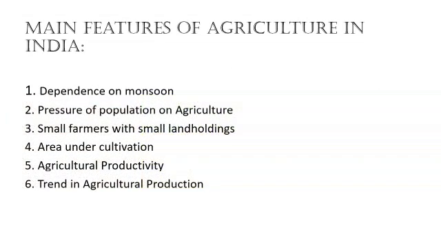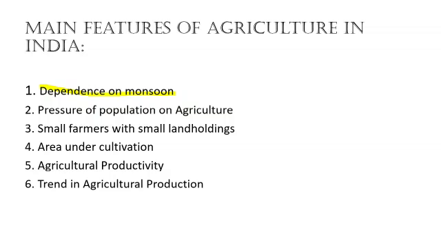Main features of agriculture in India. The first one is dependence on monsoon. Indian agriculture is based on natural factors, that is rain. But rain is uncertain, irregular and unequal. Hence, agriculture is called the gamble of monsoon. It affects the production on one hand and income on the other hand.